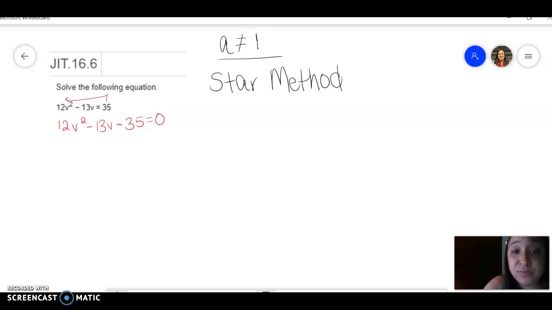It's not really a star. It's more like the asterisk. Some folks call it the asterisk method. I'm just going to call it a star. I know it's not one. But the star method, I'm going to label it first, show you what goes in the star, and then we're going to actually use the star.